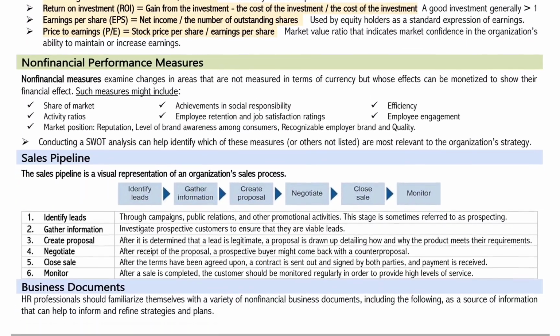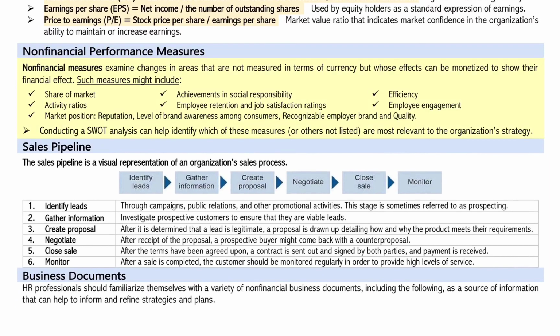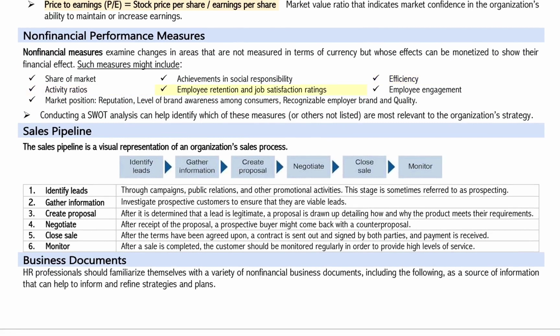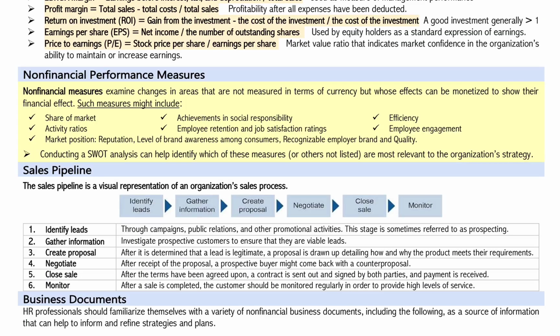Non-financial performance measures. Non-financial measures examine changes in areas that are not measured in terms of currency but whose effects can be monetized to show their financial effect. Such measures might include: share of market, achievements in social responsibility, efficiency, activity ratios, employee retention and job satisfaction ratings, employee engagement, market position, reputation, level of brand awareness among consumers, recognizable employer brand, and quality. Conducting a SWOT analysis can help identify which of these measures, or others not listed, are most relevant to the organization's strategy.